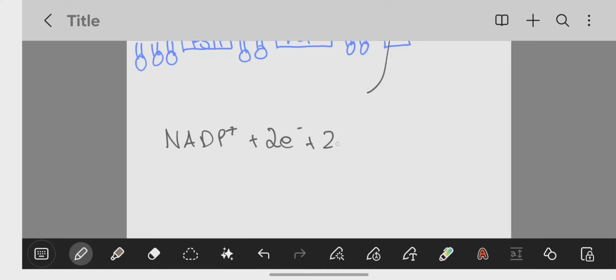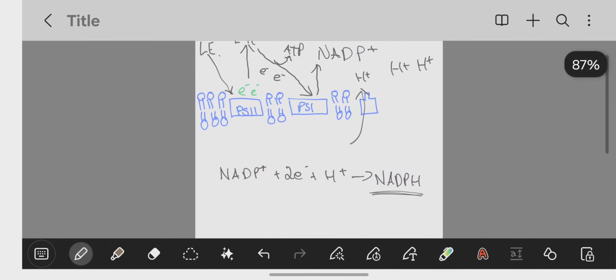So one H plus ion, which produces something called reduced NADP, or NADPH, and this is a product that we're going to use in the light independent stage or the Calvin cycle. So to summarize, I'll just put it into words.